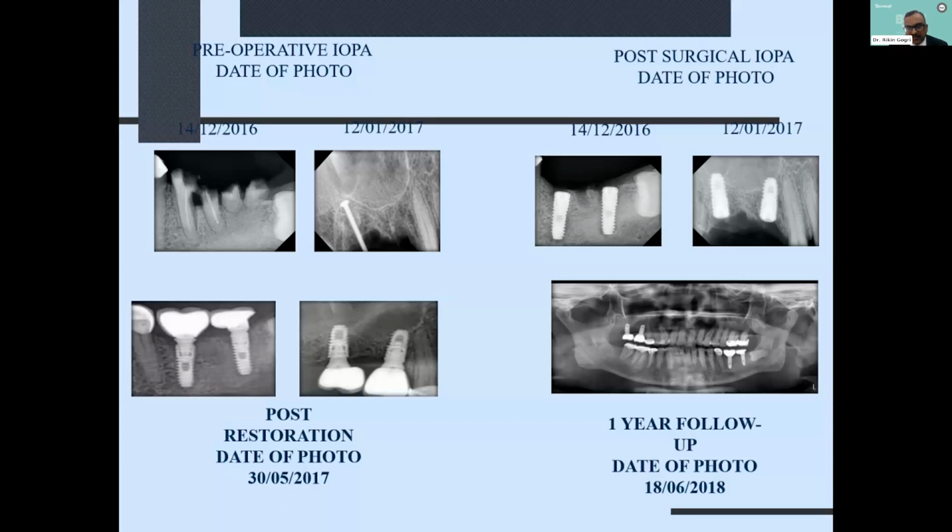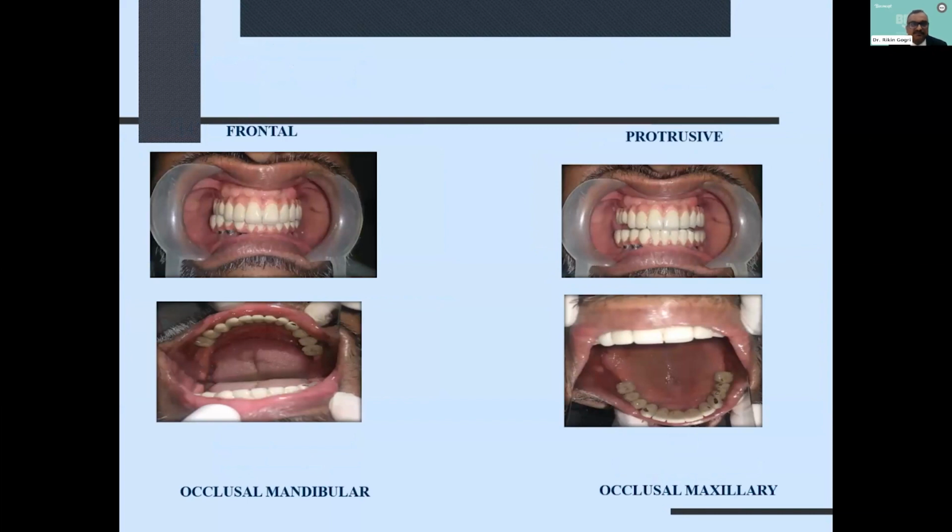And you can see in the OPG also, there was a follow-up for 1 year after the prosthesis was given. The bone level is maintained, the prosthesis is maintained. This is one of the cases. These are some photographs of the same case. Okay, no, I'm sorry, this is the photograph of a different patient. This was a full mouth hybrid prosthesis.